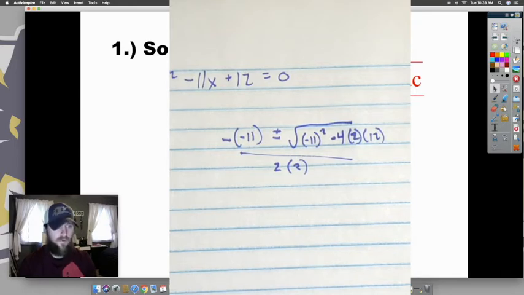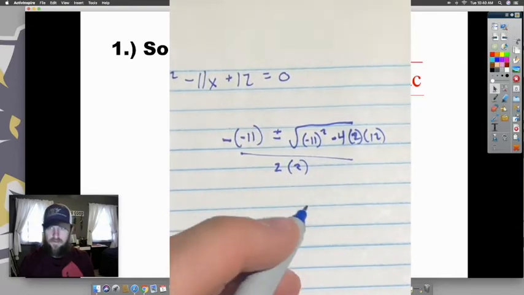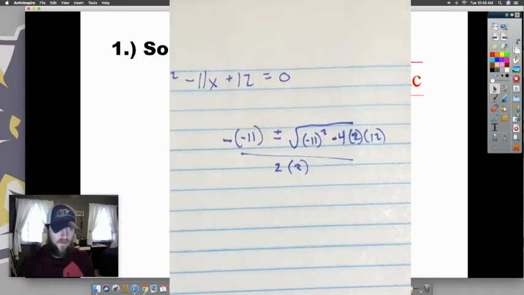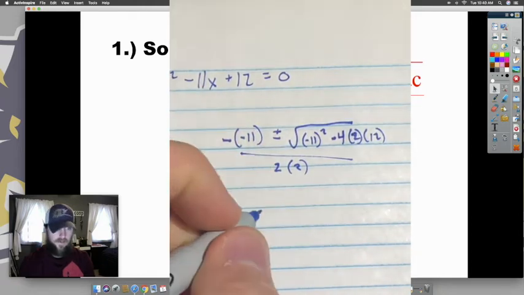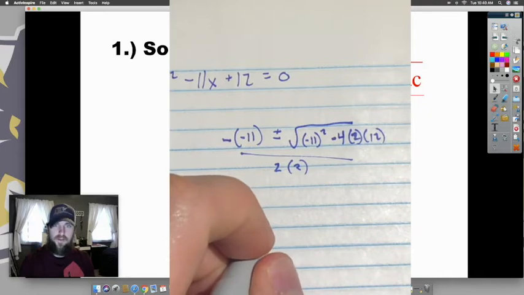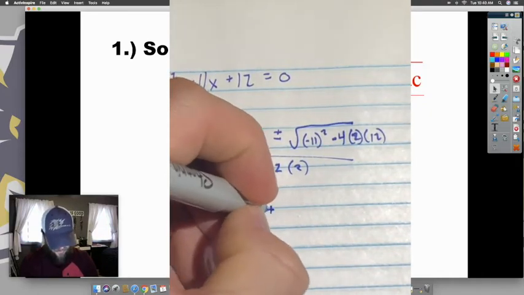But as you do more and more problems, you would probably never do this step. For instance, I would do that denominator as I write it down. Instead of writing 2 times 2, I would write down 4, as well as the negative 11 squared. I would probably write down 121, or possibly even write that entire square root part or type it into the calculator. So if we start cleaning it up, we have that 11 plus or minus.